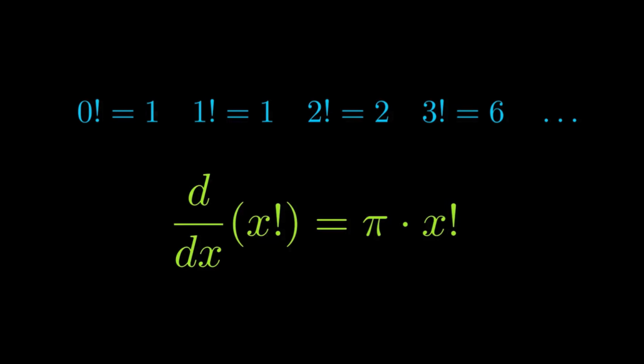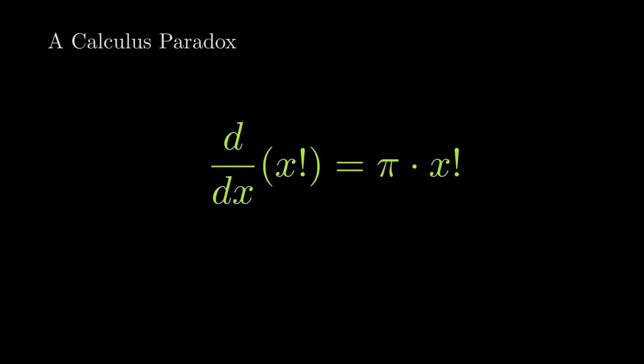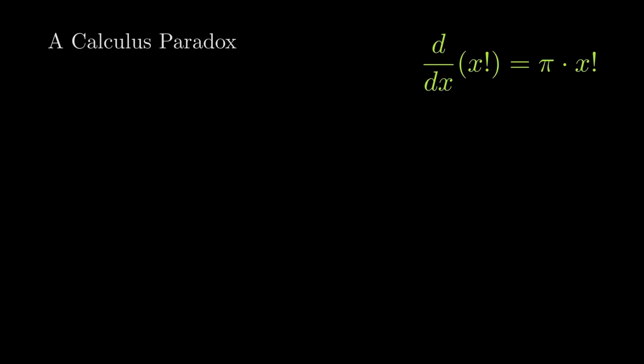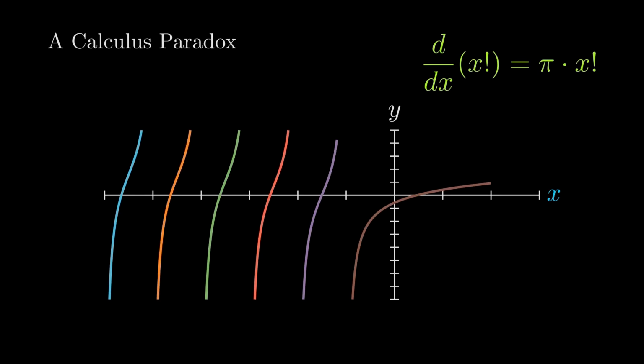0 factorial is 1, 1 factorial is 1, 2 factorial is 2. So far, everything feels completely normal, but now comes the paradox. What if the derivative of x factorial were equal to pi times x factorial? That sounds impossible, but factorial can be extended into a continuous function using the gamma function.